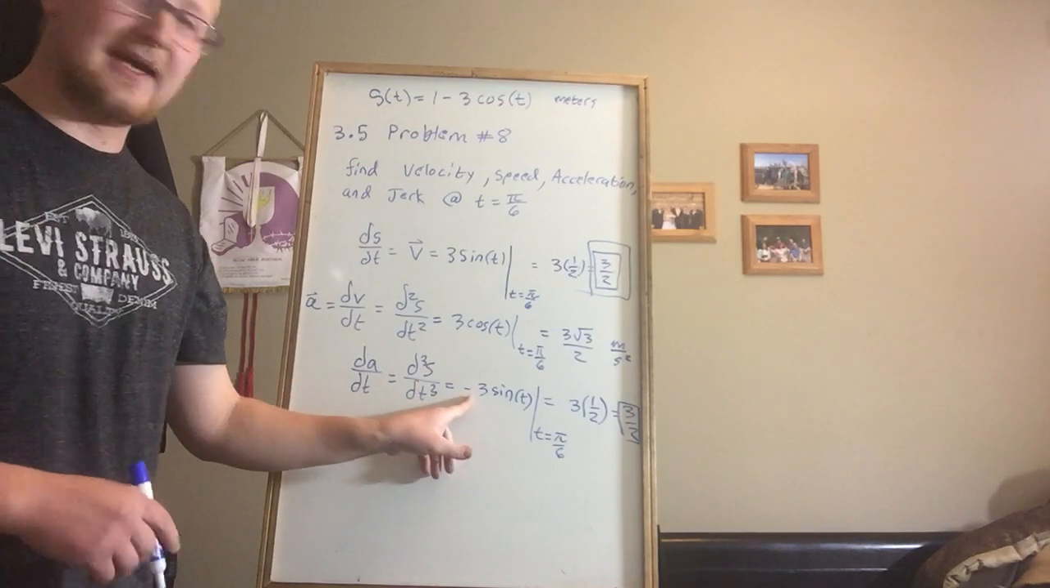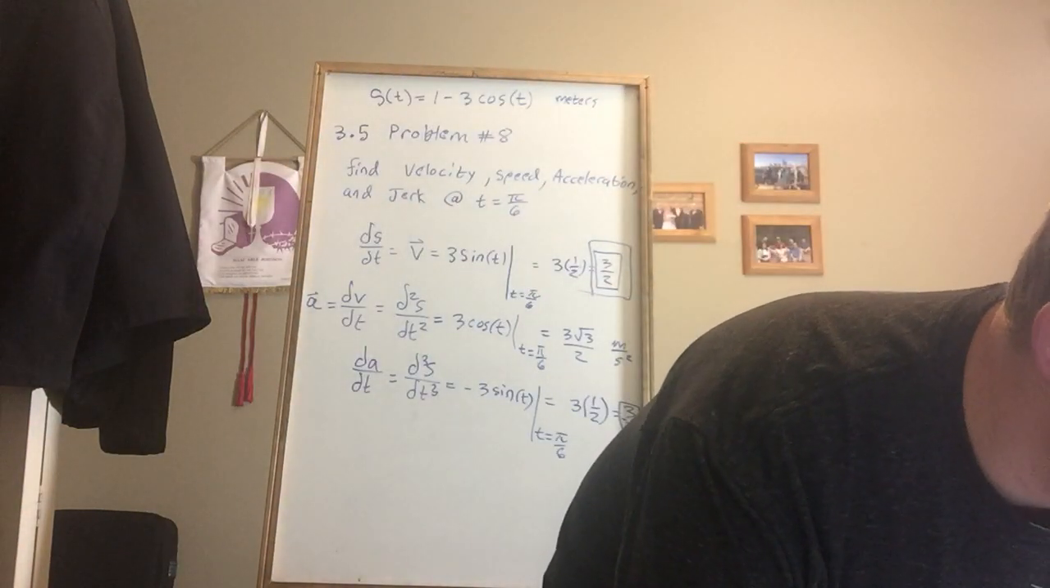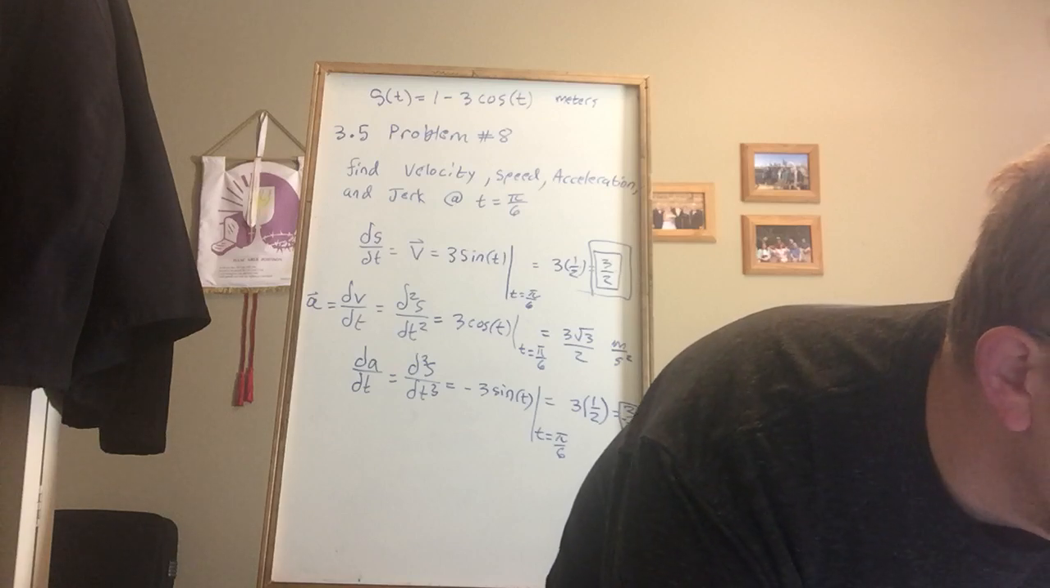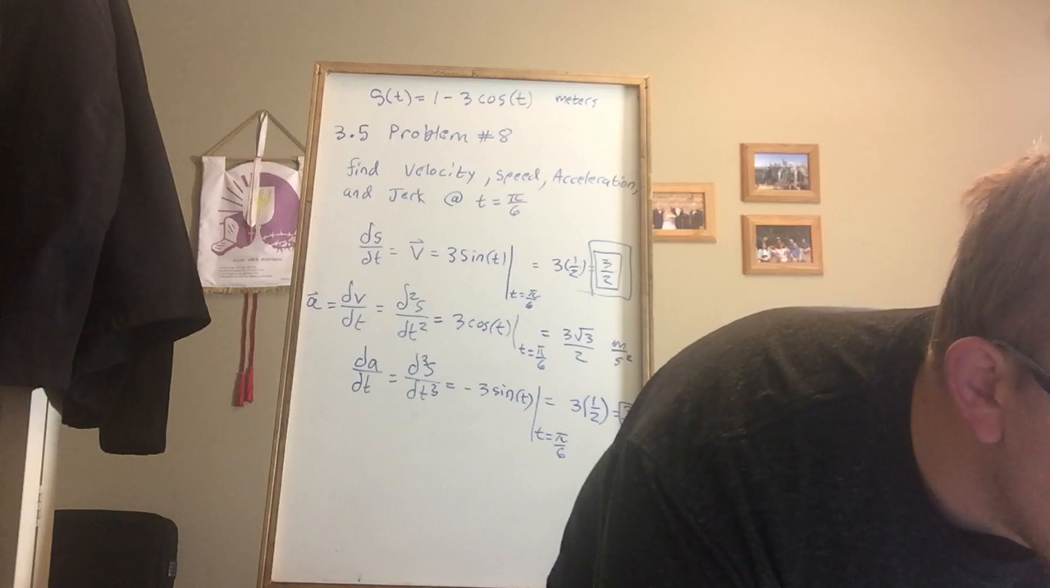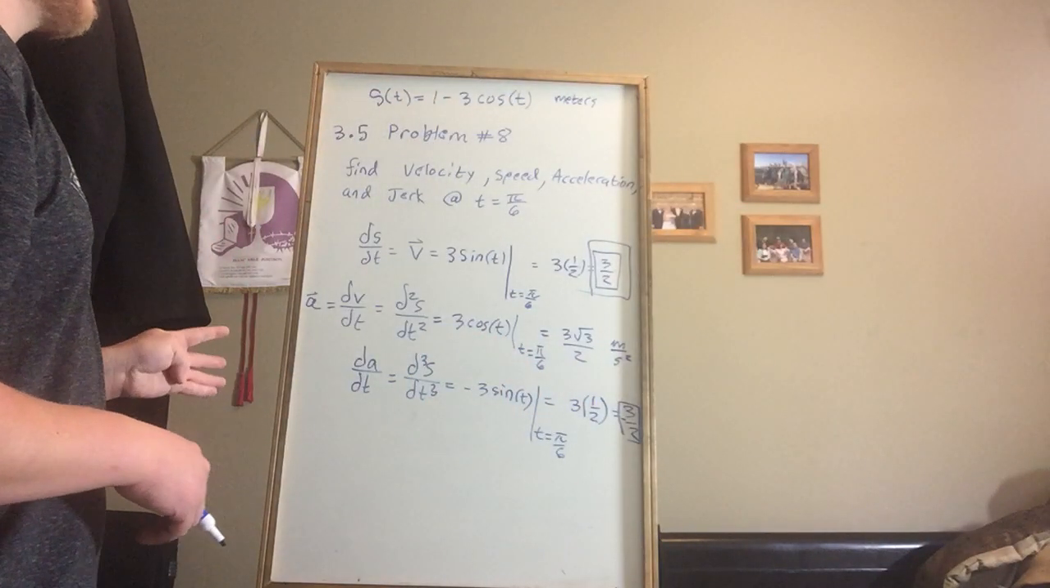Oh, I'm sorry, there's a negative in front here. Jerk is a vector quantity, so it's important that we put the direction, which is negative, in front of it. Alright, so it's happy there. And I think that's just about it for this problem.